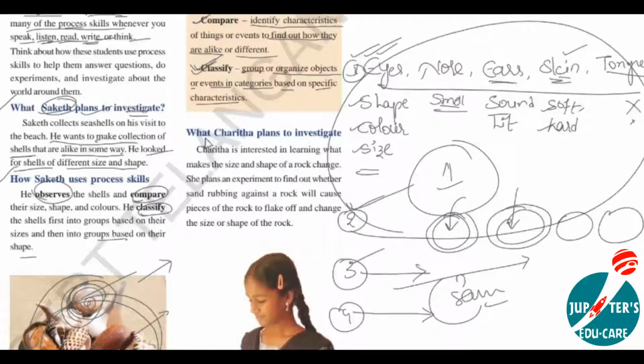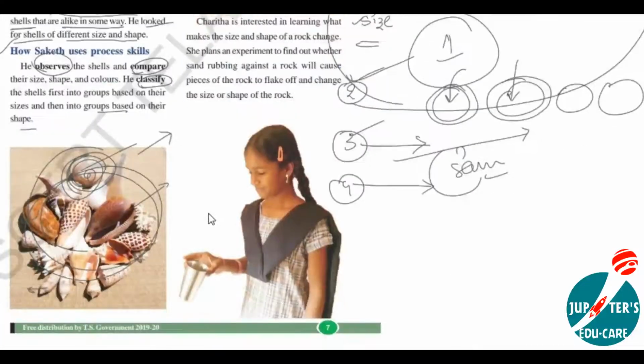And the other one: what does Charita plan to investigate? Here Charita also wants to do an activity by using process skills. What does she want to do? See, Charita is interested in learning what makes the size and shape of rocks change. Okay, so rocks are changing their shape and size. What is involved in changing the shapes or size of the rocks? She wants to know.